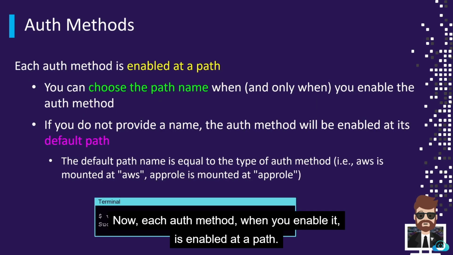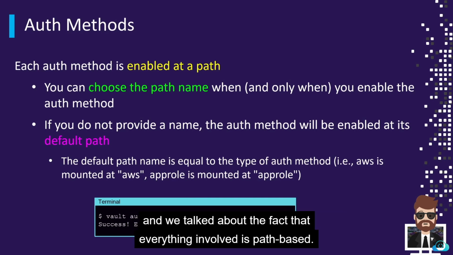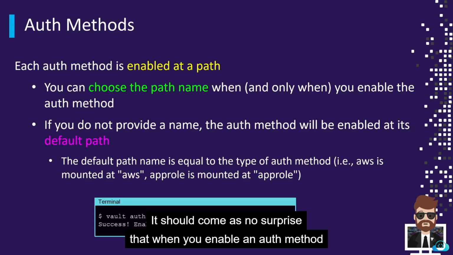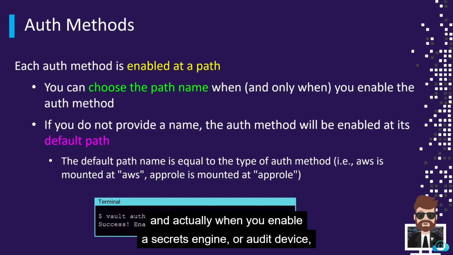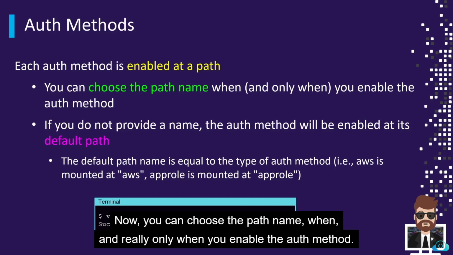Now, each auth method, when you enable it, is enabled at a path. We talked about paths in the intro, and we talked about the fact that everything in Vault is path-based. So it should come as no surprise that when you enable an auth method, and actually when you enable a secrets engine or audit device or any of those kind of things, they are enabled at a specific path. Now you can choose the path name when, and really only when, you enable the auth method.